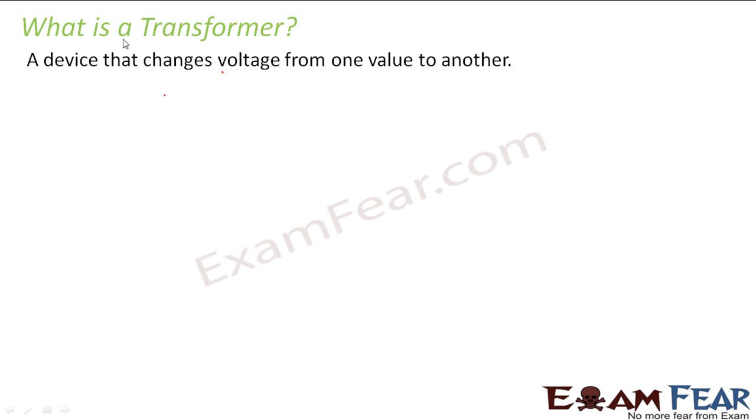That means if you give some input voltage to a transformer, it transforms it either to a higher voltage or to a lower voltage depending upon our requirements. So basically the purpose of a transformer is to change the value of voltage from one value to another by making sure that the power at the input end is equal to the power at the output end. So the power will remain the same both at the input as well as the output, but the voltage will reduce or the voltage will increase depending upon our requirements.